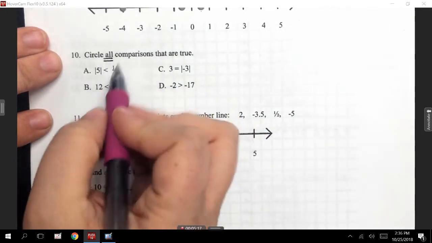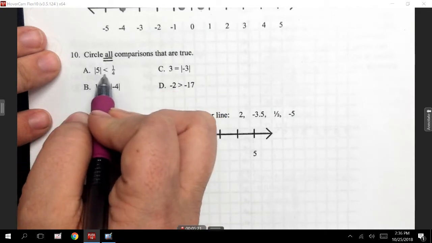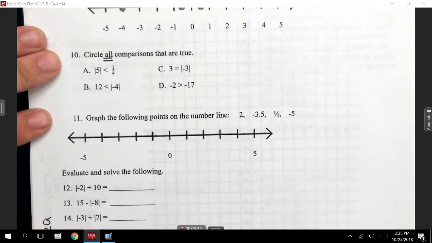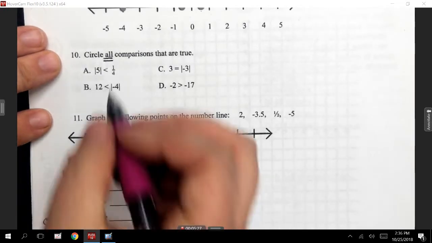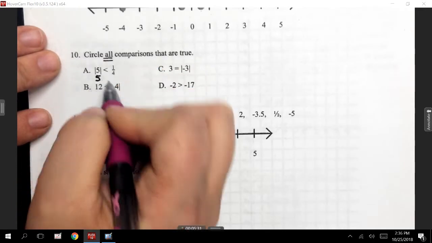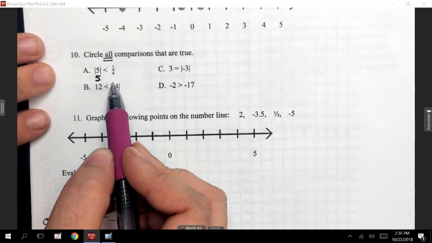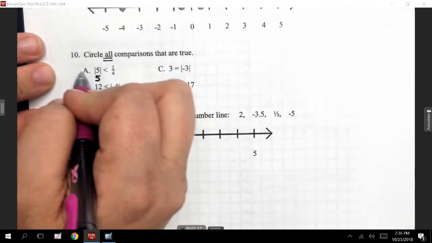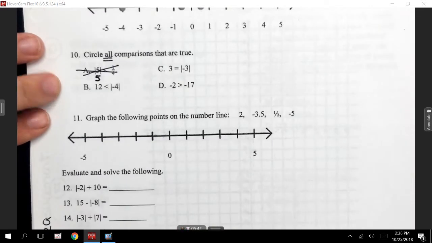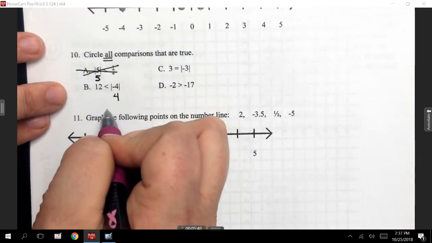All right, so right here on A, we have the absolute value of 5 is less than 1/4. Remember, absolute value makes everything positive. So even though this is a positive 5, the distance from 0 is still positive 5. Is 5 less than 1/4? No, so A is not true. I'm just going to mark it out. It doesn't work. It's not true. All right, so here, same thing. That absolute value is going to make that a positive 4.